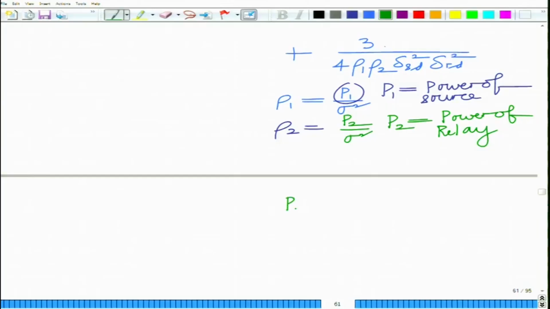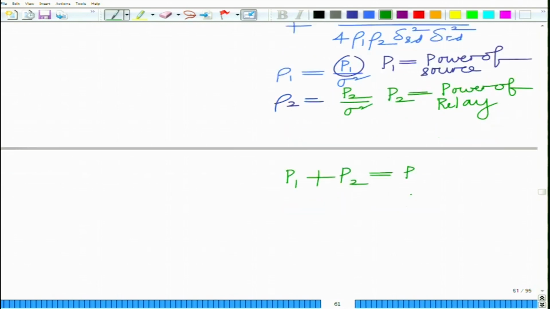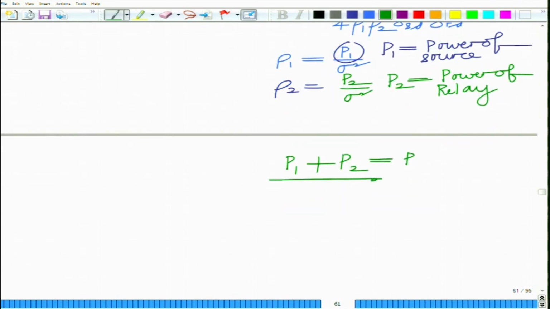So, we will impose a power budget on this cooperative communication system. What is the power budget? The power of the source plus the power of the relay is a constant. This is a constraint which is a power budget for the system.